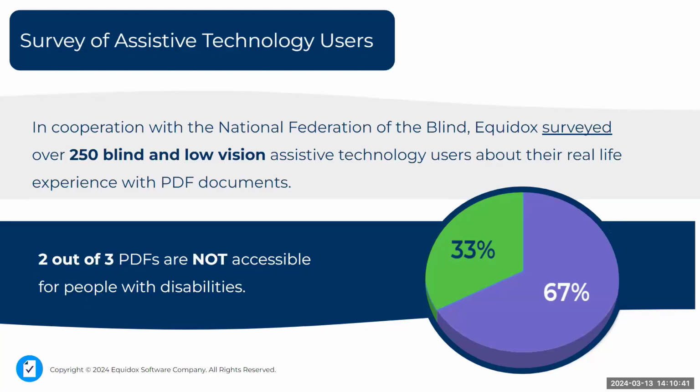Equidox, in cooperation with the National Federation of the Blind, surveyed about 250 blind and low vision individuals who rely on screen readers to interact with their PDFs every single day. Based on this survey, we found that at least two-thirds of PDF documents are inaccessible to people with disabilities. If you put yourself in the shoes of a blind person, you can quickly imagine how frustrated you would be if you could not read two-thirds of the documents that you came in contact with on a daily basis.